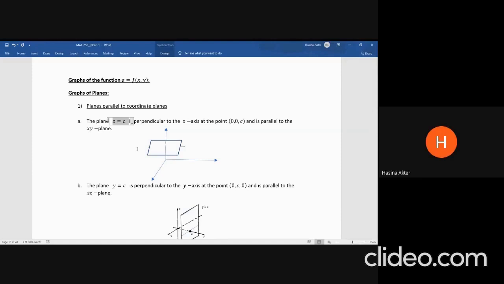Z must be c. That means the whole XY plane, if c is positive, must be lifted c units from the XY plane, or if c is negative, then it will be moved down c units. And if c is 0, then this is the XY plane, where z equals 0 is the equation of the XY plane. Do you understand that part?